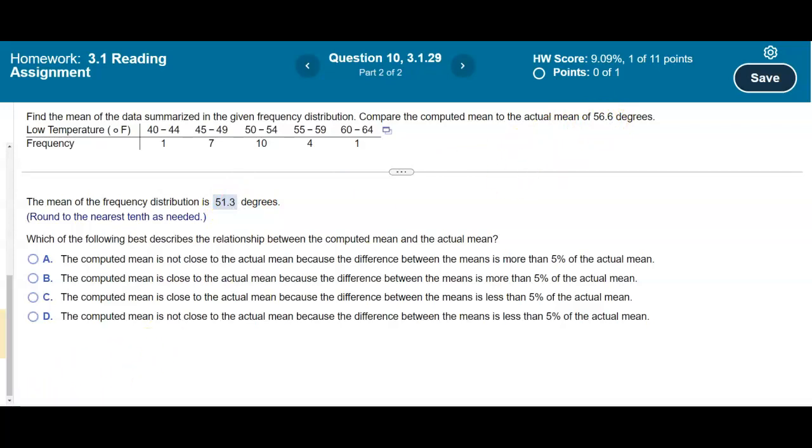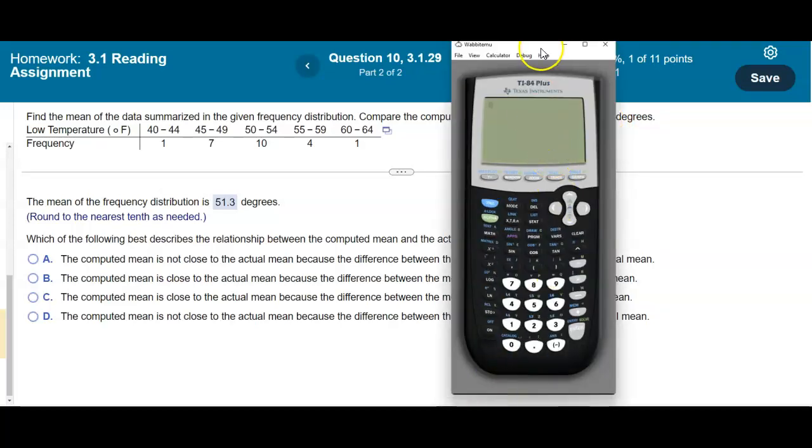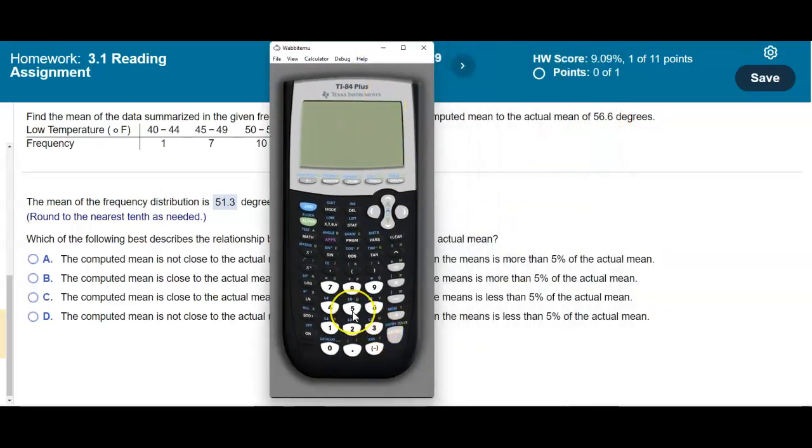So how do we compare those numbers? The question says, which of the following best describes the relationship between the computed mean and the actual mean? Well, this is the computed mean, here's the actual mean. So we need to take 5% of the actual mean. So let's go ahead and do that. 5% is the same thing as saying 56.6 multiplied by 0.05. So that gives us 2.83.